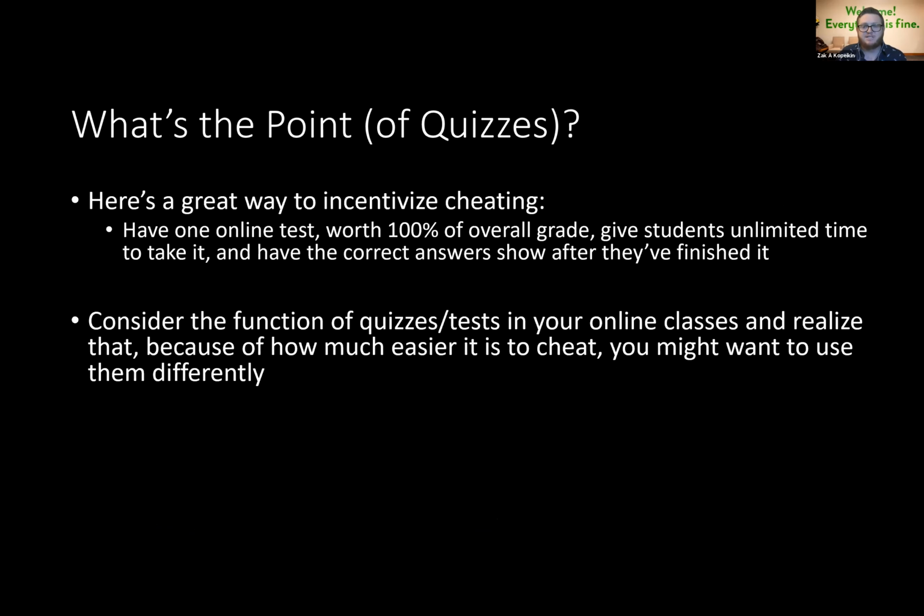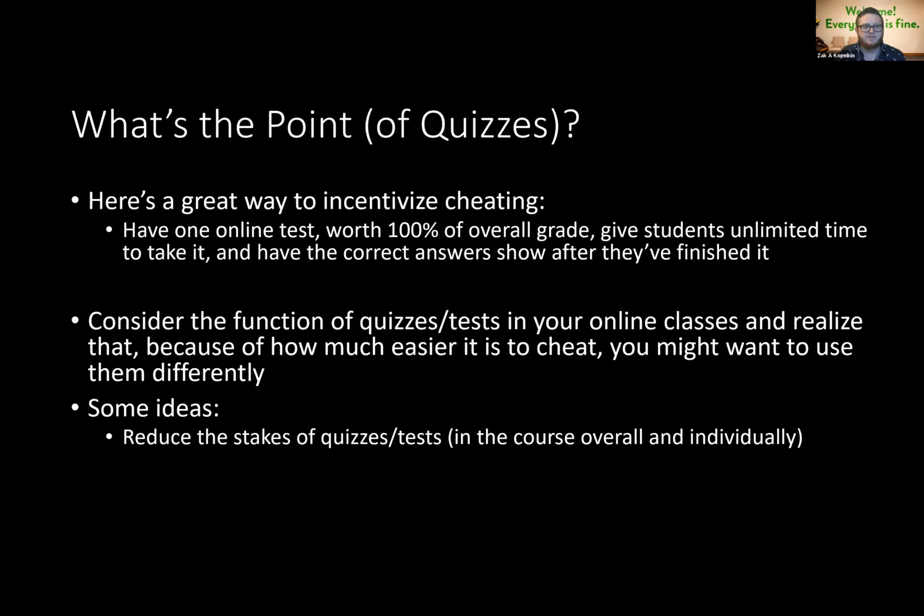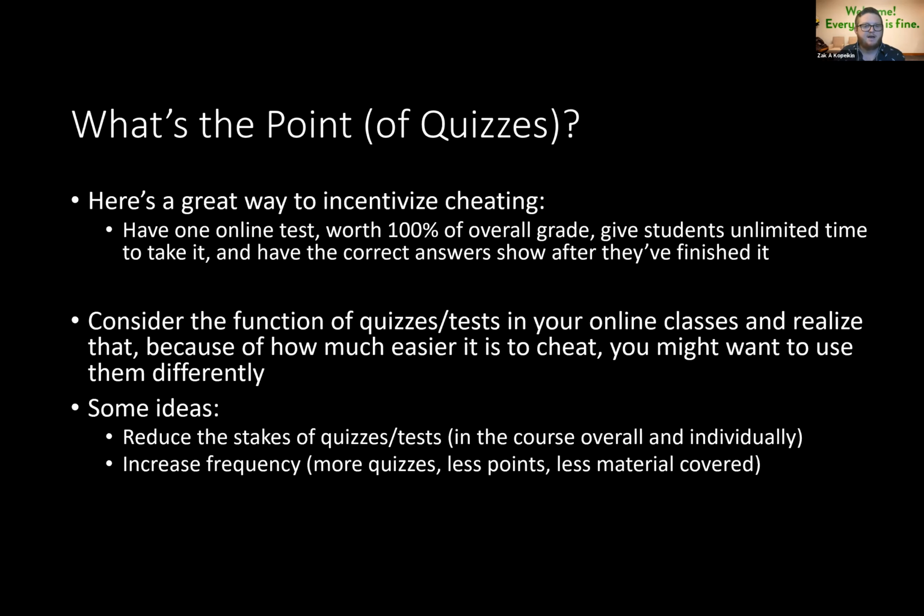And because it's so much easier for students to cheat, you might consider using quizzes differently. So here are a couple ideas. One thing you can do is to reduce the stakes of your quizzes and tests in the course overall and individually. This is mentioned often as an inclusive teaching practice, and we can talk more about that if you want. You can increase the frequency of them, so there are more quizzes. Once again, you're reducing the stakes so there are fewer points, covering less material. And you might consider that instead of using quizzes as assessment tools, you use them as learning tools.